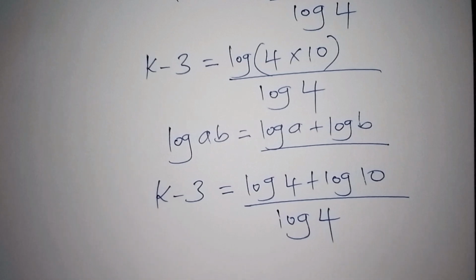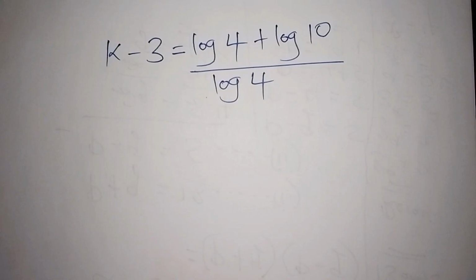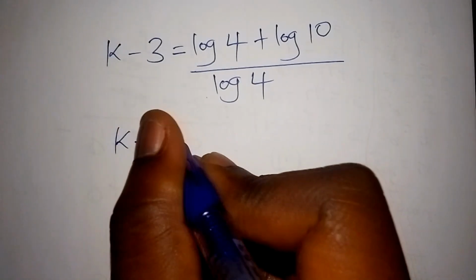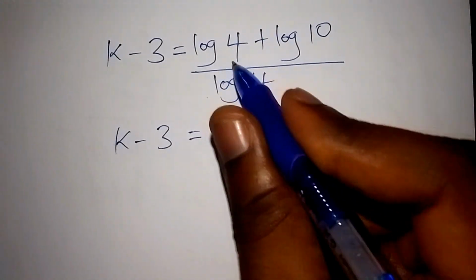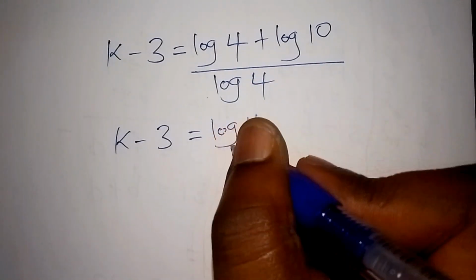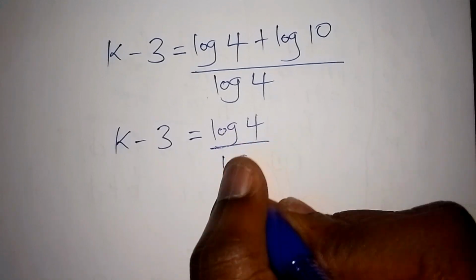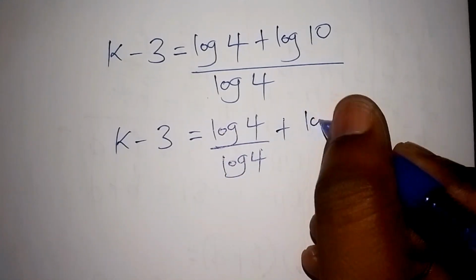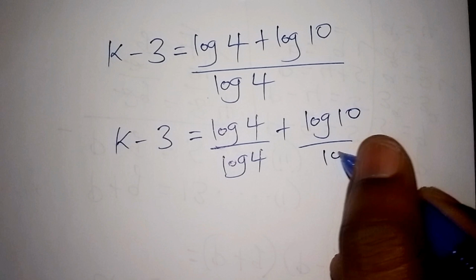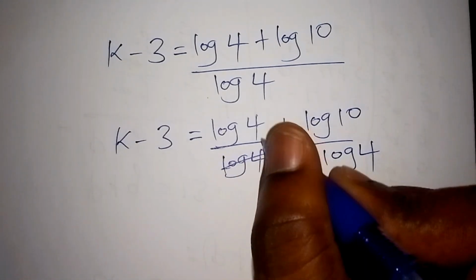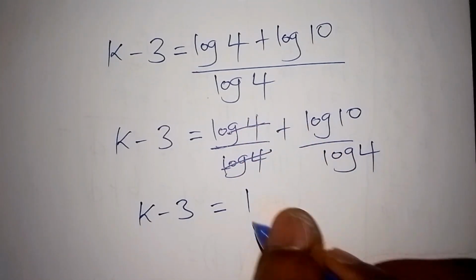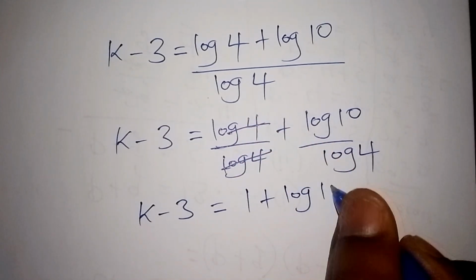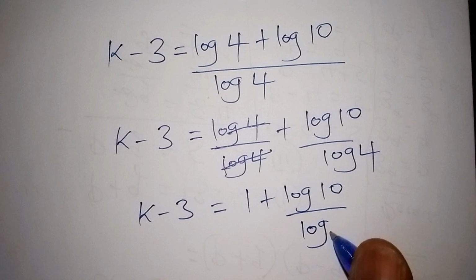Now our next step is this. We shall split the equation so that k minus 3 equals the log of 4 all over the log of 4, plus the log of 10 all over the log of 4. When we simplify this part, we now have k minus 3 equals 1 plus the log of 10 all over the log of 4.